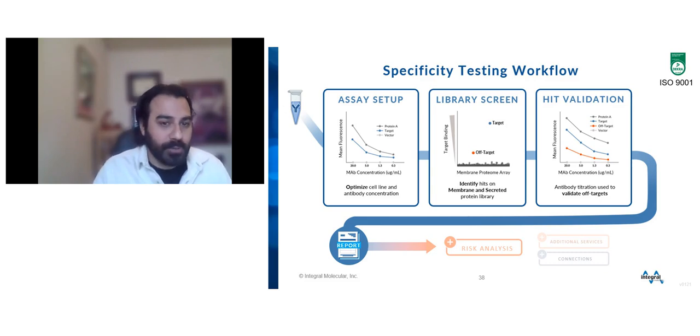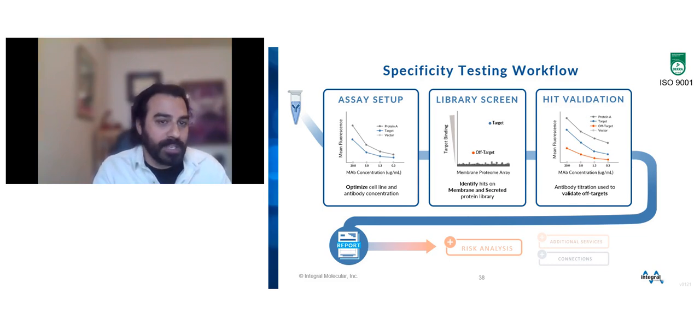So what does an actual project look like? Our studies are segmented into 3 distinct stages, starting with the assay setup, where we're going to titrate your sample against a panel of controls performed in 2 parallel cell lines aimed to identify a single optimal screening concentration or condition. Once that is selected, we will screen your samples against our full library of proteins, and any hits identified above a certain detection threshold will be advanced to the validation stage.